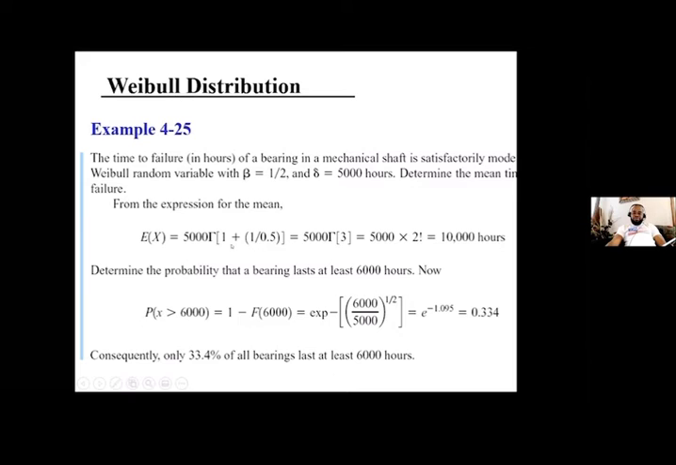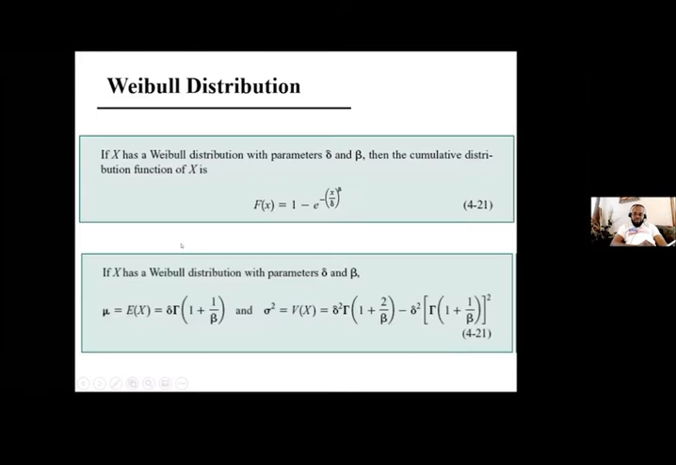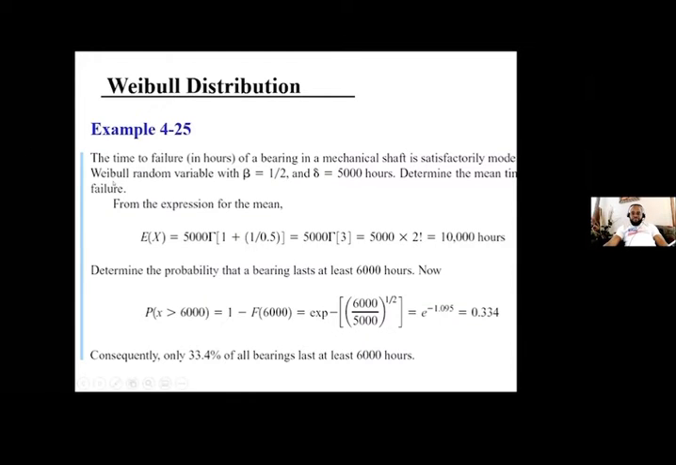So what am I going to do? I'm applying the formula now. Delta times gamma of 1 plus 1 over beta. All I'm going to do is plug in the values of delta and beta given. Now I've plugged that in. The 5,000 right here is actually the delta. And don't forget the formula has 1 divided by beta, which is that.